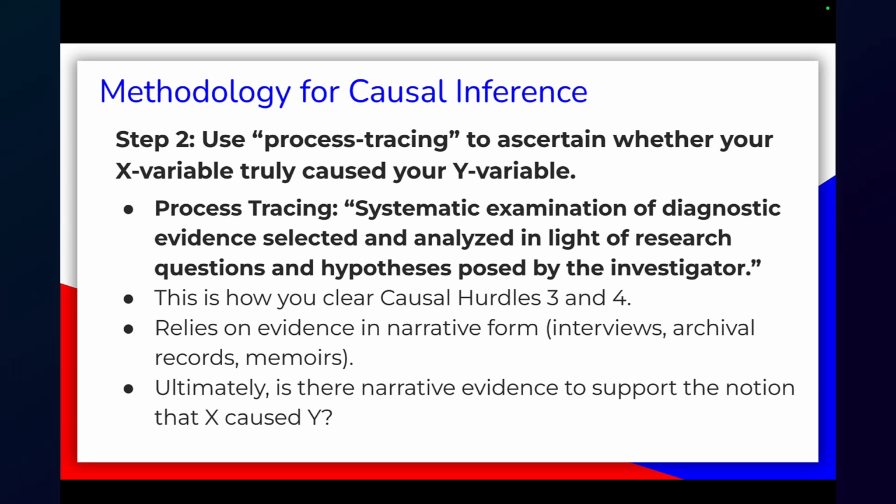Okay, I know that this definition is a bit vague, but it relies on evidence in narrative form. So interviews, archival records, memoirs, biographies, maybe even government reports, and takes narrative evidence, so statements that people who are involved in the process have made, and connects X and Y, okay? Ultimately, you should be exploring whether there is narrative evidence to support the notion that X caused Y. Not that X is correlated with Y, but that X causes Y. And I'll show you an example in a second.